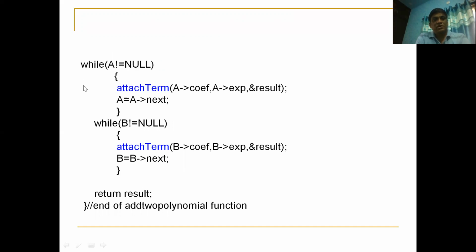Okay, and if this is true, that means while b not equal to null, that means a is completed and b has some terms to be added. So simply call the function attach term and insert this node at the end of result polynomial and move forward. Okay, so these two loops ensure that the remaining terms from either a or b are properly added to the result polynomial. And finally, we simply return the result polynomial, which contains the addition of two polynomials.